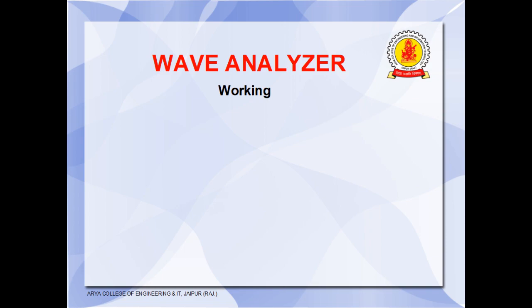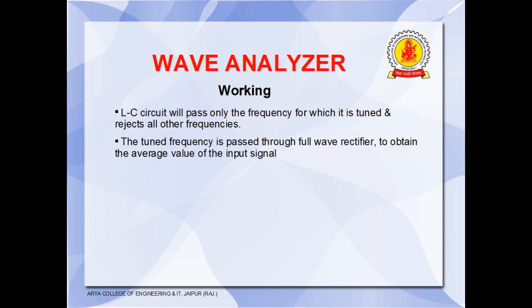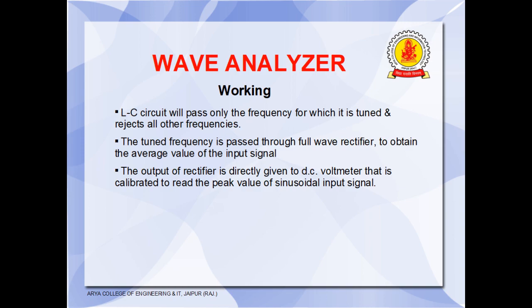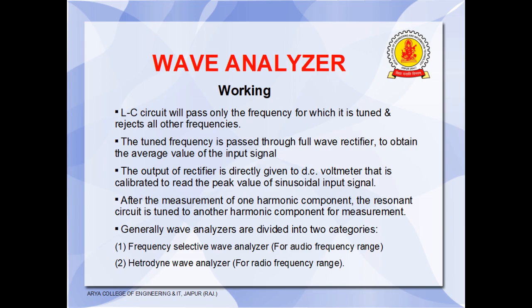Now we will discuss the working of the basic wave analyzer, how it works. It has an LC circuit which will pass only the frequency for which it is tuned and it will reject all other frequencies. The tuned frequency is passed through a full wave rectifier to obtain the average value of the input signal. The output of the rectifier is directly given to a DC voltmeter that is calibrated to read the peak value of the sinusoidal input signal. After the measurement of one harmonic component, the resonant circuit is tuned to another harmonic component for measurement. In this way, the basic wave analyzer works.